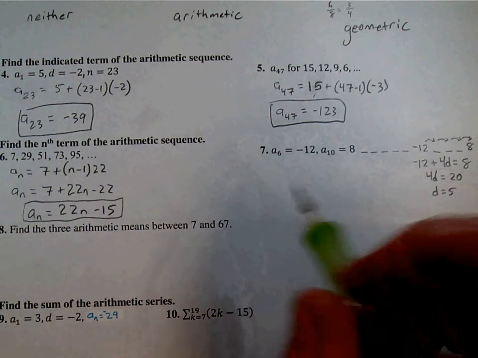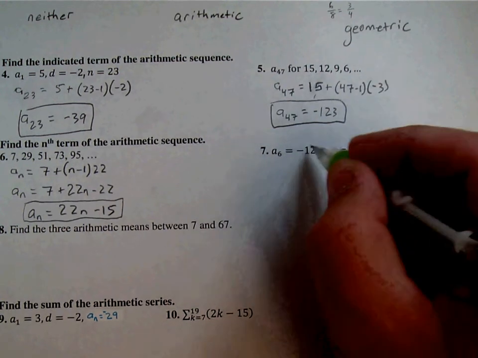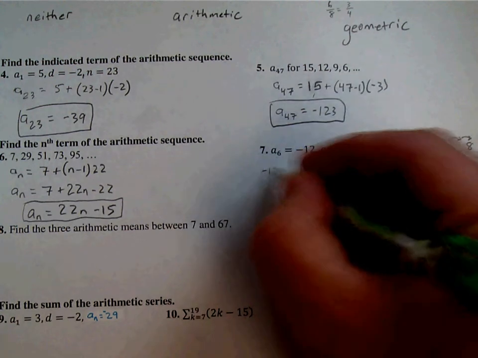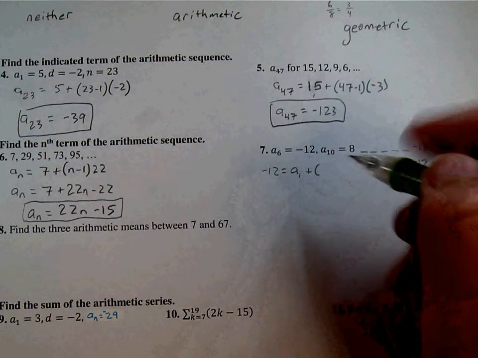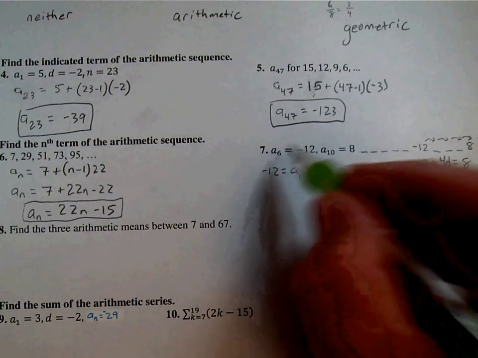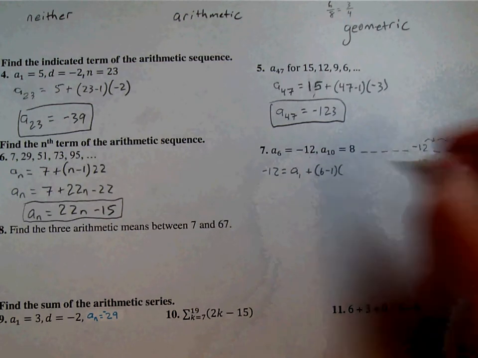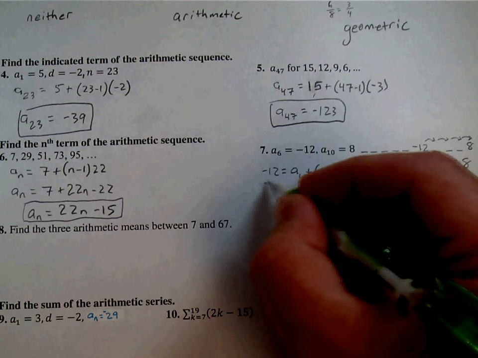Or you can use our sequence formula, but take one of the terms we know. I'm going to use the term earliest in the sequence, the negative 12. That term is equal to the first term plus its n value. That negative 12, its n value was 6. It's the sixth term in the sequence, so I'm plugging in 6 for n. And I just found out that d is 5. So I can solve this now to see what the first term is.